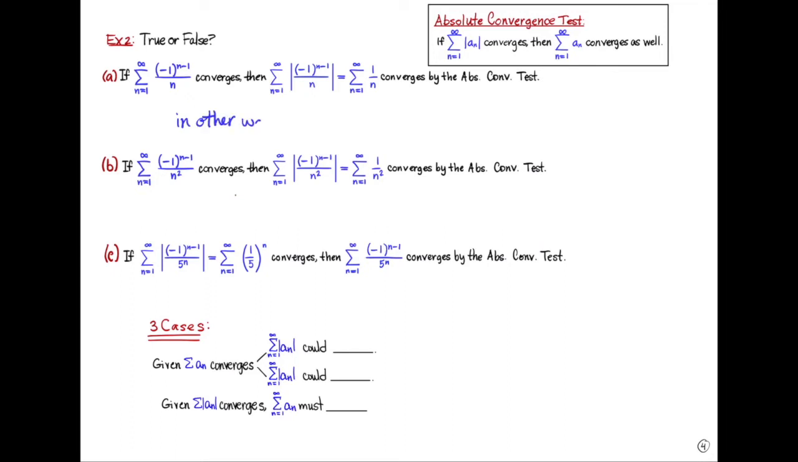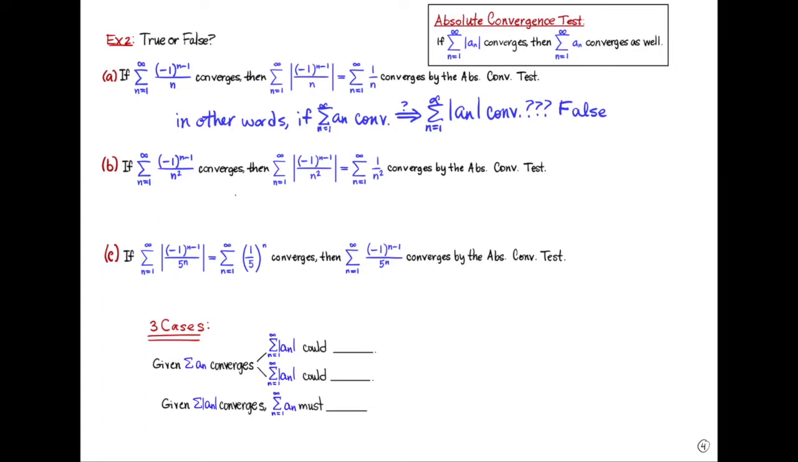what part A is asking is, if we knew that the series a sub n converges, then does that mean that the series of the absolute value of the terms must also converge? And no. This is the converse of the absolute convergence test, which is not necessarily true. Can be, but it doesn't have to be, so false.